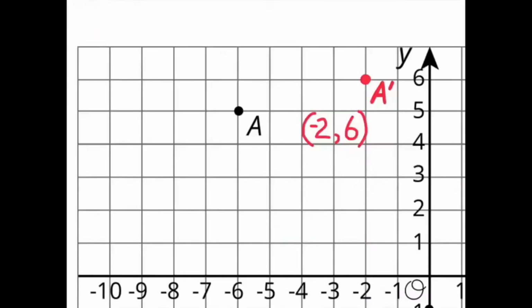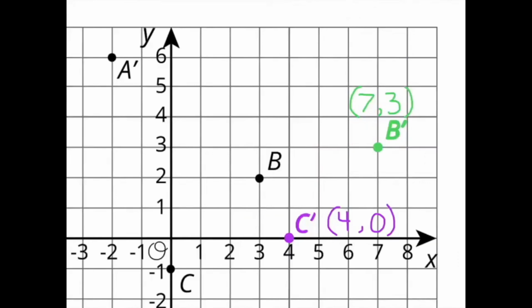Here's point A', located 4 units to the right and 1 unit up from the original point A. The coordinates for point A' are -2 and 6. Here are points B' and C'. The coordinates for B' are 7 and 3, and the coordinates for C' are 4 and 0.